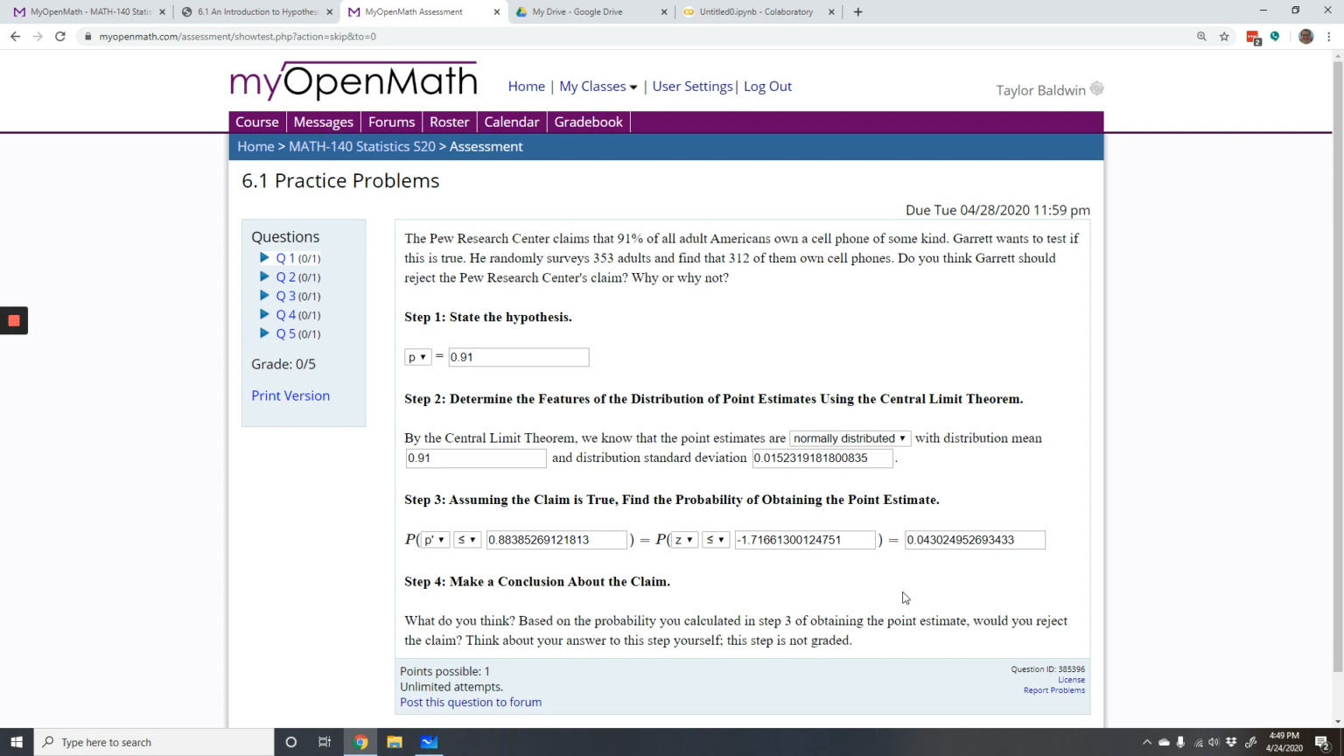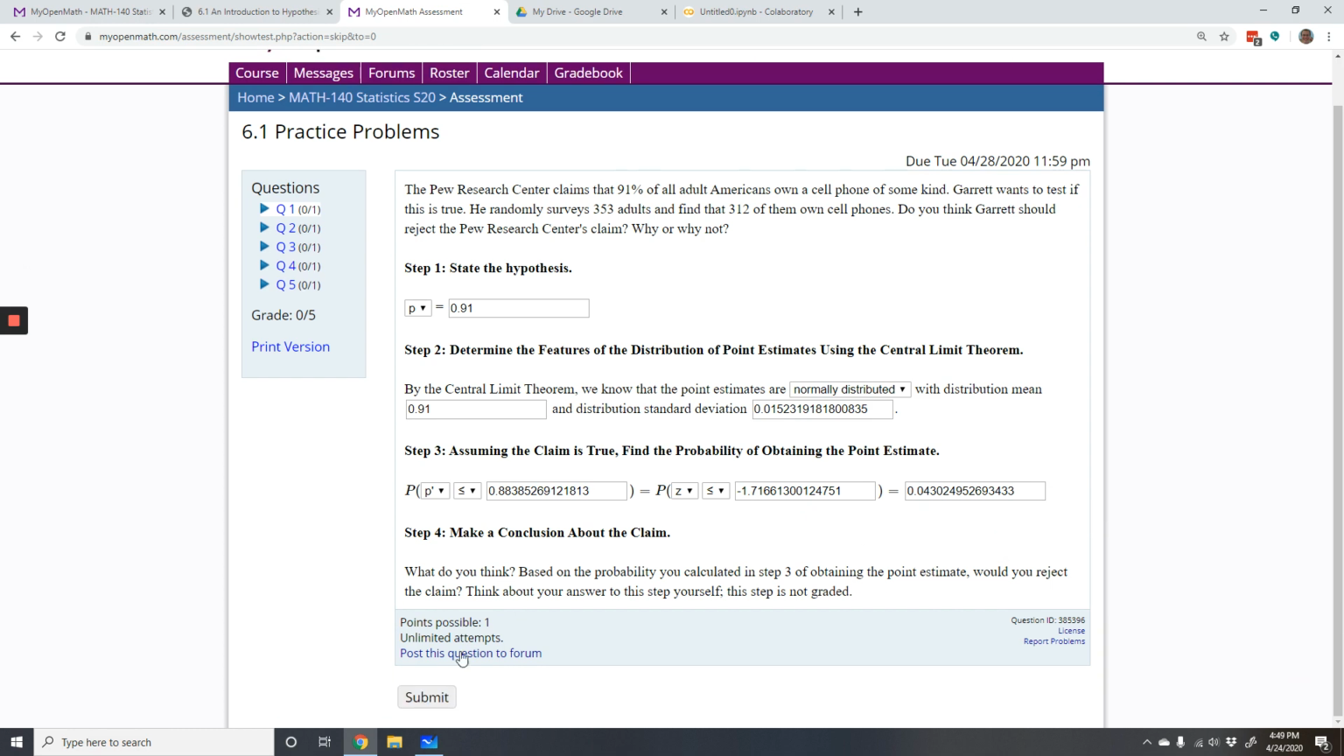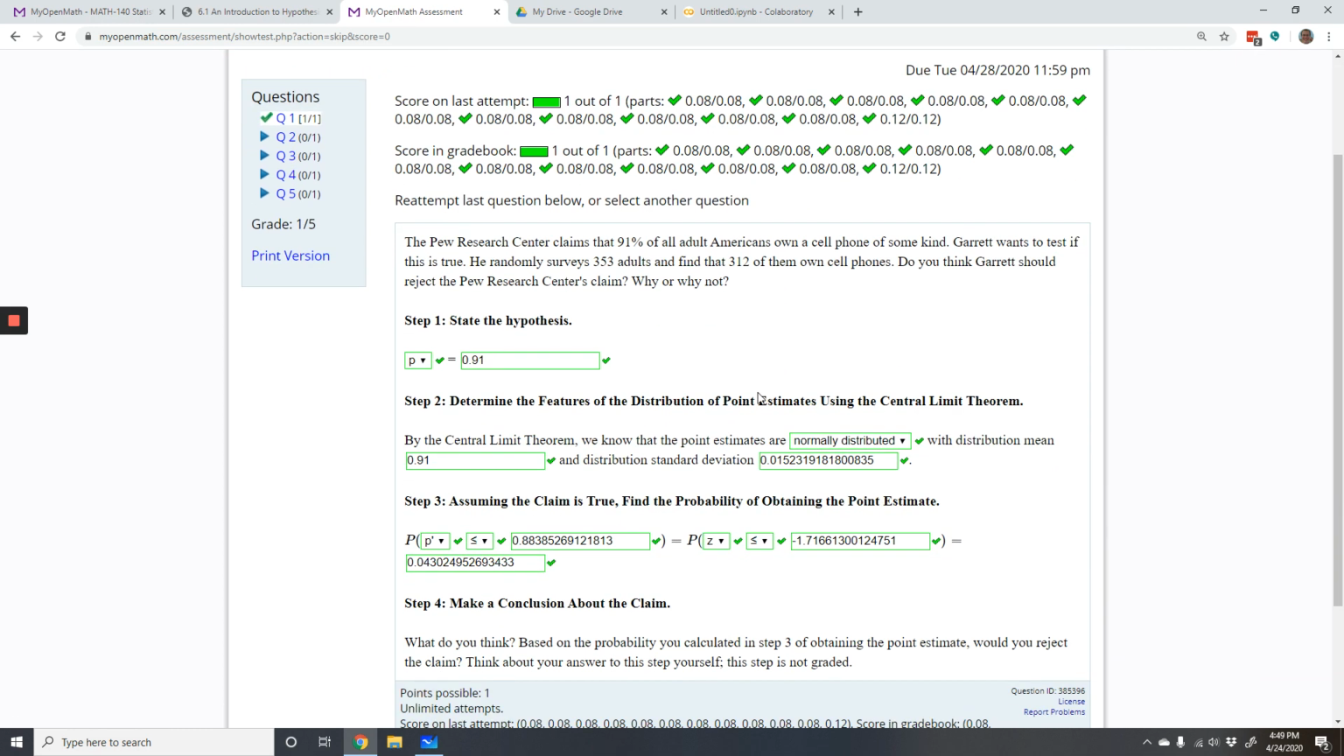Okay? Later on, we're going to look at this and we're going to be able to be more careful about our decision. We're going to decide in advance how comfortable we are, how unlikely our sample needs to be before we reject the hypothesis we began with. So let's submit that. And there we have it.